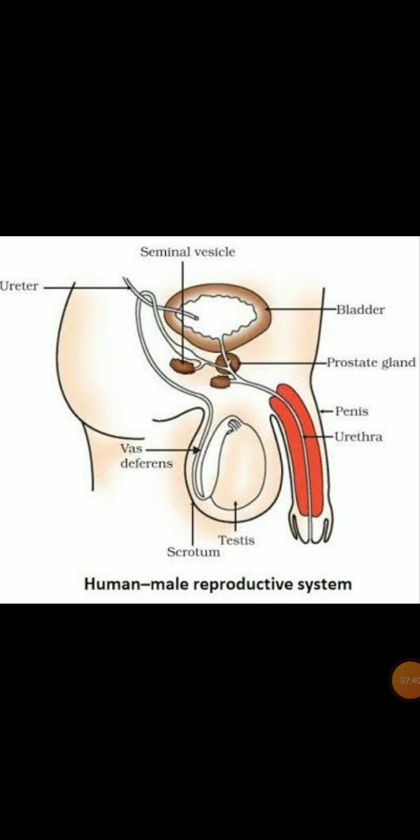Refer to the figure carefully. There is a vas deferens, and along the path of this vas deferens only, there are glands present. One of them is the prostate gland, and another one is the seminal vesicle. In the picture, it is labeled clearly. What are the functions of these glands?